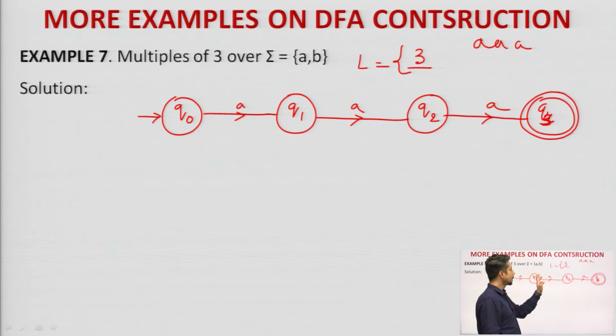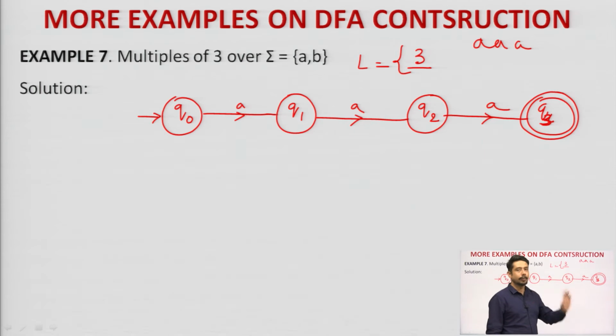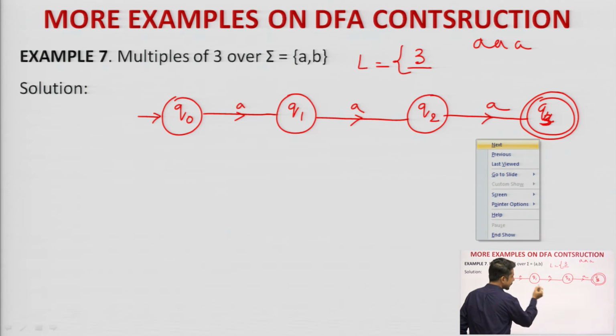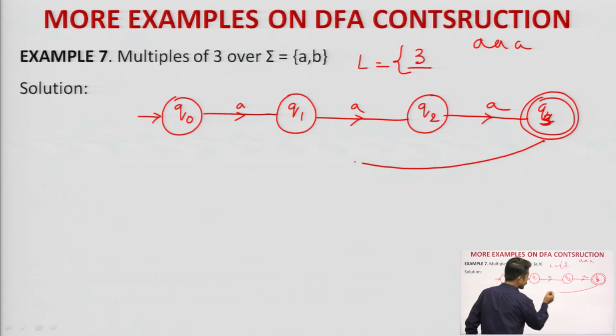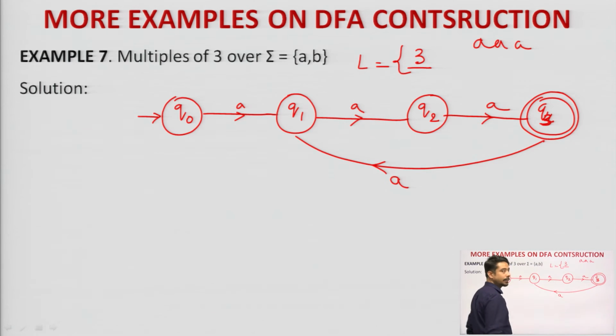Now, let me check whether multiples of 3 in terms of a is happening. Yes, it is happening. If I want to continue with multiples of 6, what do I have to do? Do not include a few more states, try to summarize, try to optimize the states. How do we optimize the states? We can use the concept of backtracking. From 1, 2, 3, I can go back to the second state and let it be a single a transition.